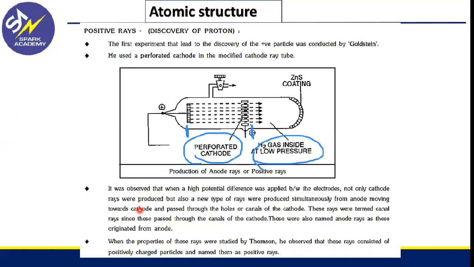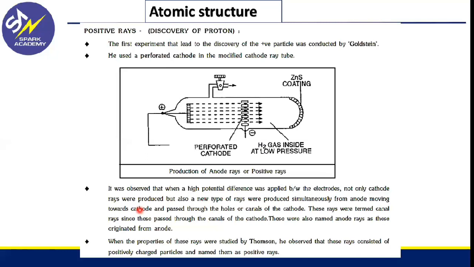He observed that not only cathode rays were being produced, but there were also some other rays emitting out, moving towards the cathode. Cathode rays emerge from the cathode and move towards the anode, whereas he observed some rays which emerged from the anode, moved through the perforated cathode, and hit the zinc sulfide screen, creating a flash. So he called them anode rays.